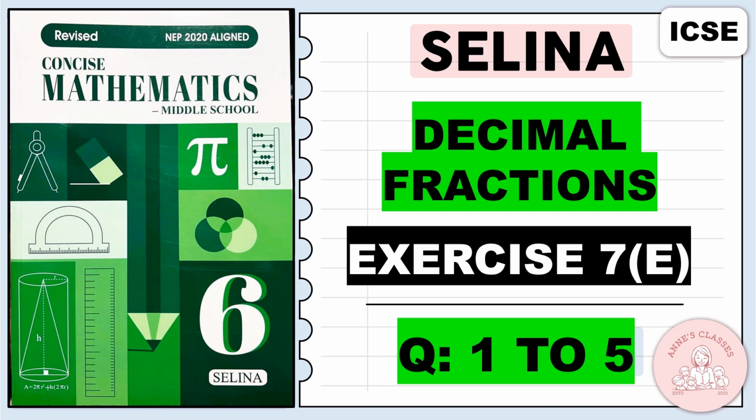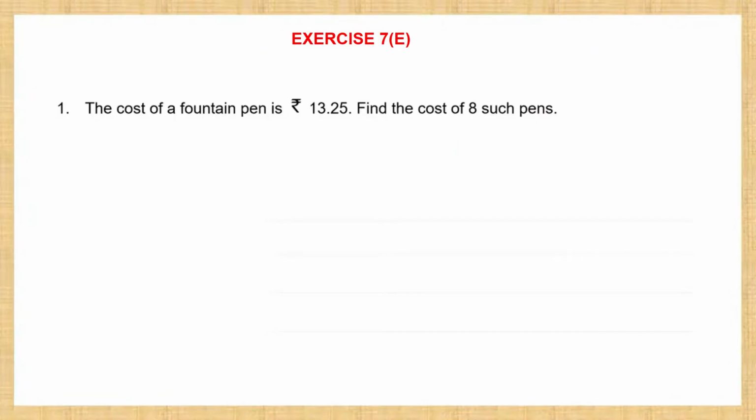Let's do decimal fractions, exercise 7E. First problem. The cost of a fountain pen is rupees 13.25. Find the cost of 8 such pens. So we have been given the cost of 1 and we've been asked to find the cost of 8. So when you are given the cost of 1 and asked to find for many, it is multiplication.